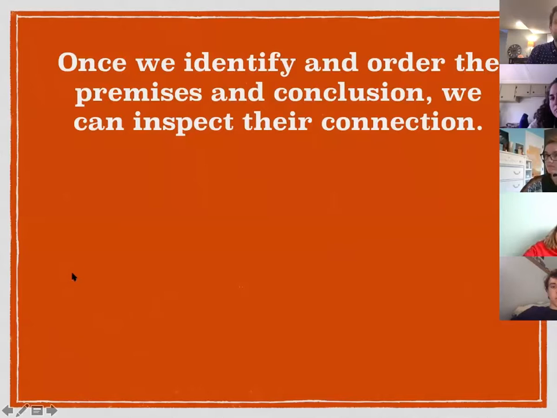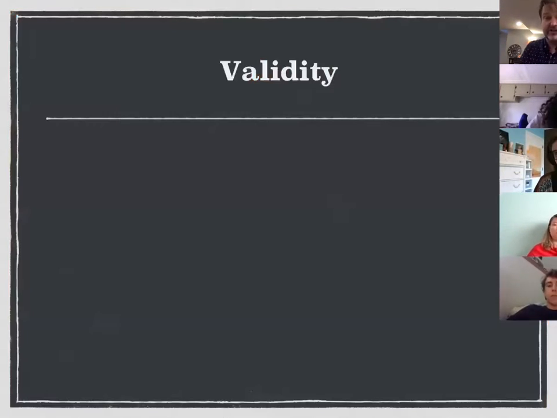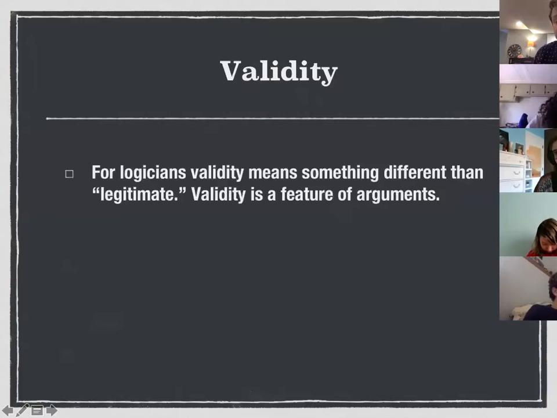Okay. So once we identify and order the premises and conclusion, we can inspect their connection to one another. And when we think about validity, what we're really thinking about is a relationship between the premises and the conclusion. So what is validity? Well, essentially an argument is valid for logicians. An argument is valid for logicians, not anything else. So sentences can't be valid for logicians. A point that someone makes can't be valid.